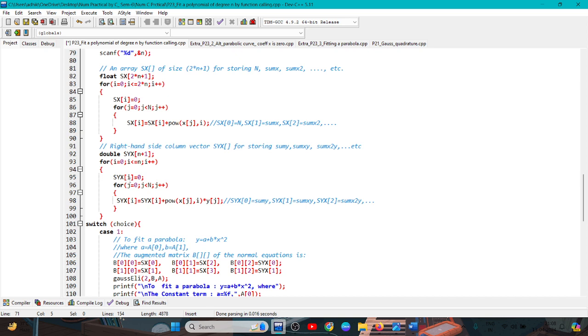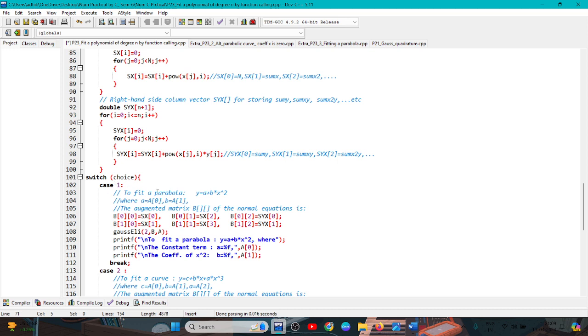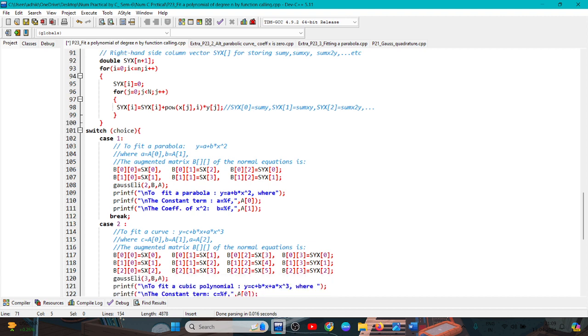Syx i is initially 0, then Syx i plus power, that is x to the power i into y. So Syx0 equal to sum y, Syx1 equal to sum xy, Syx2 equal to sum x square y. Switch choice. Case 1, if choice equal to 1, we want to fit the parabola y equal to a plus bx square. So b00 Sx0, b01 Sx2, b02 Syx0, this is the augmented matrix. Actually this b matrix is the augmented matrix.